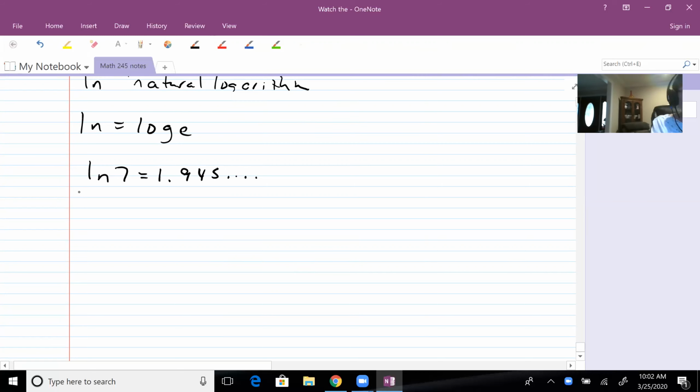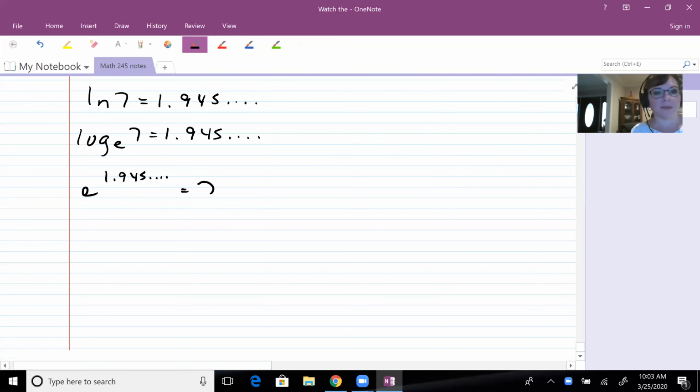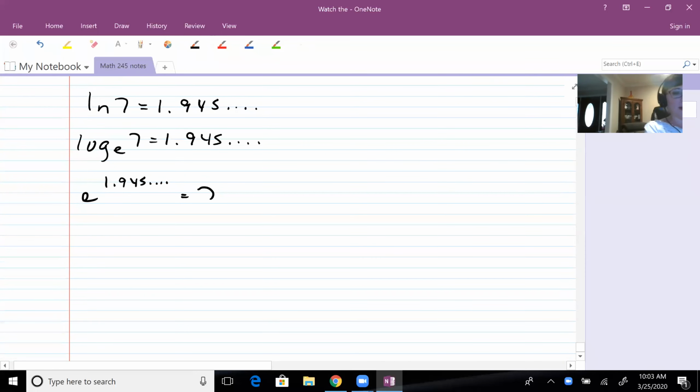So we would want to go ahead and write ln as log base e. And it's much easier. We're going to take the e, raise it to the 1.945-ish power, and that's going to be equal to 7. That's applying that 1, 2, 3 thing: base of the logarithm to the number on the right for power sets back equal to the number on the left.